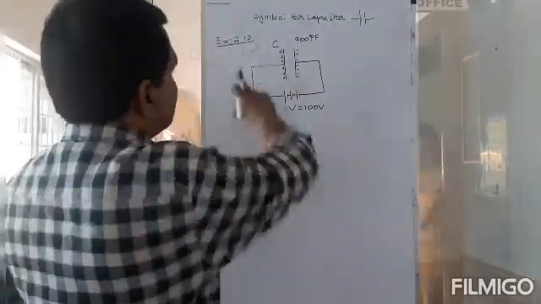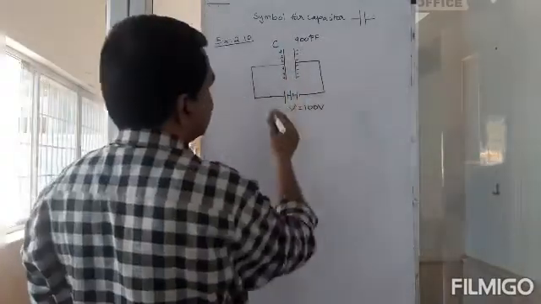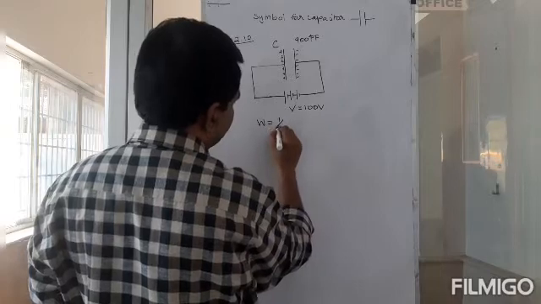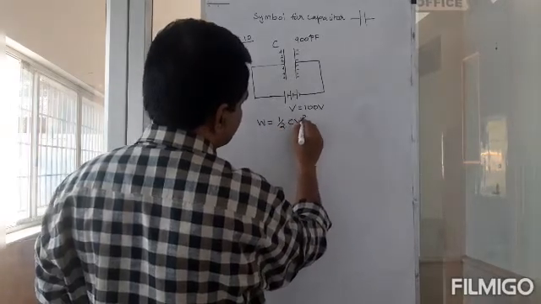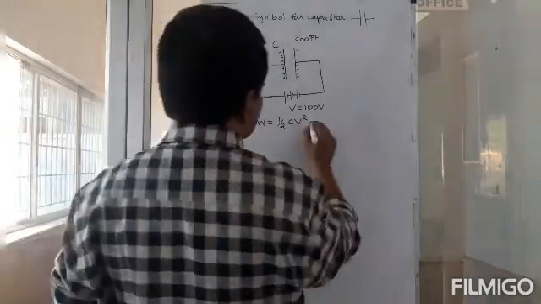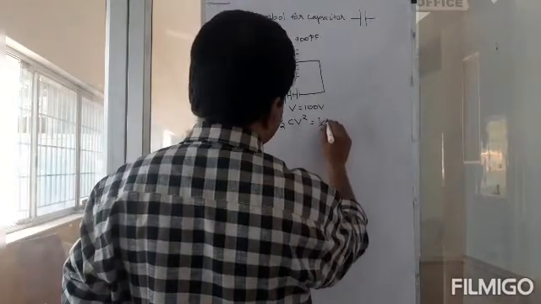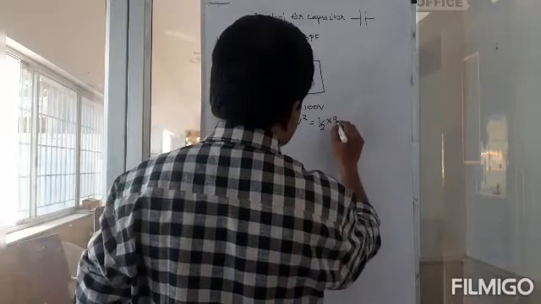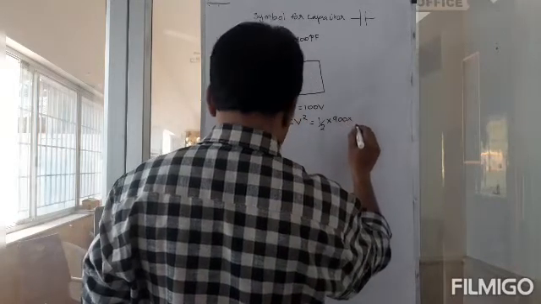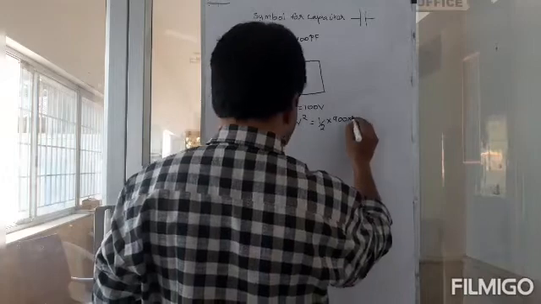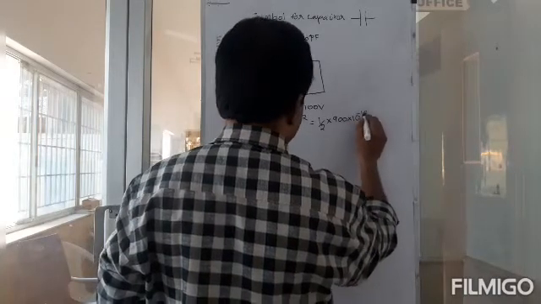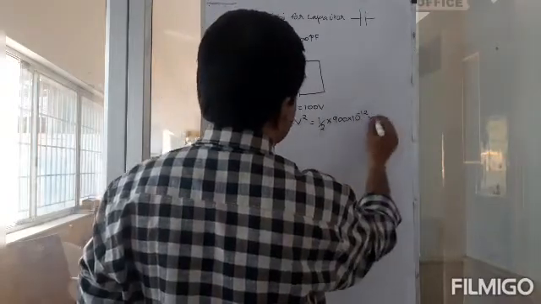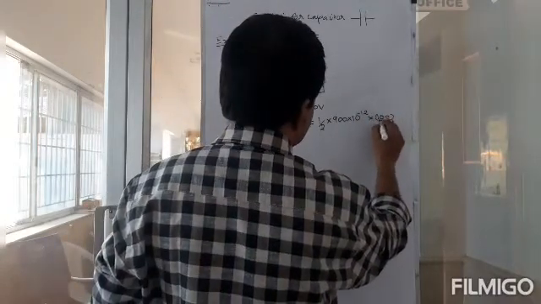So what is the energy stored in this capacitor? That's easy. It's very simple, right? So energy stored in a capacitor is equal to half CV square. So half into, what is C? It is 900 picofarad. So 900 pico is 10 power minus 12, 10 power minus 12 farad. Half C, V is 100, so 100 square.